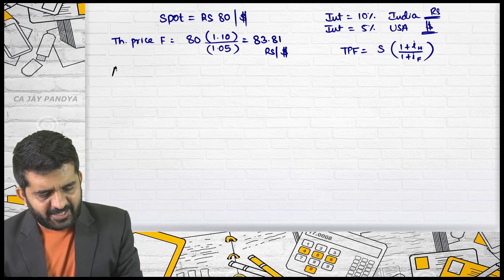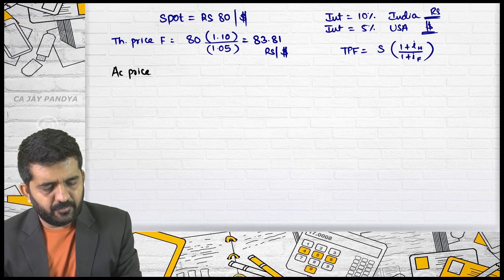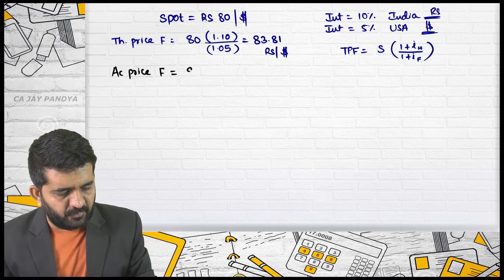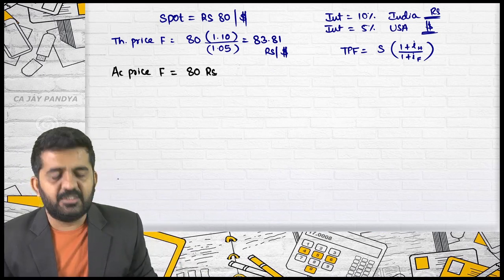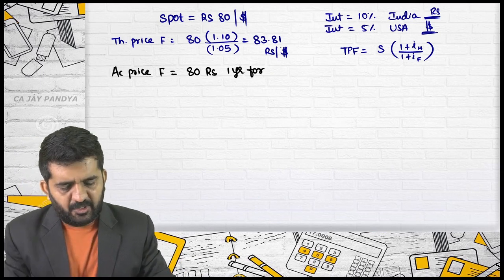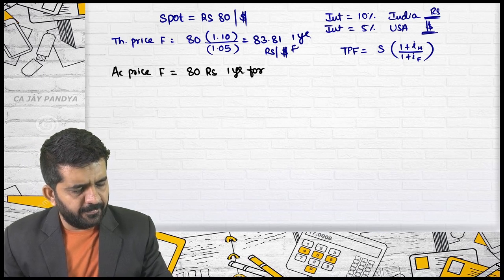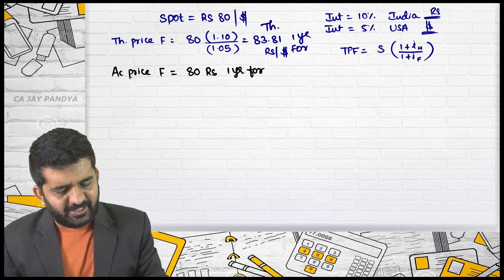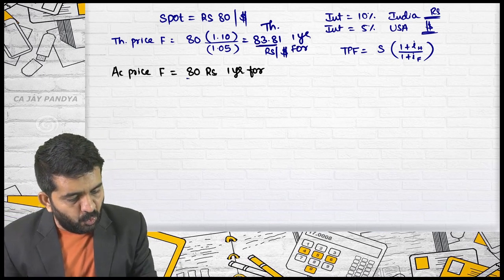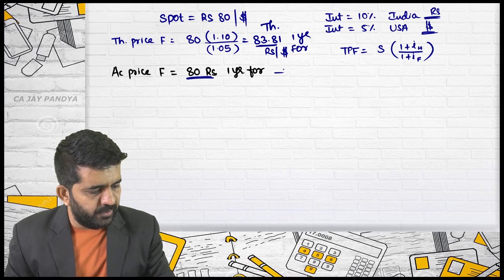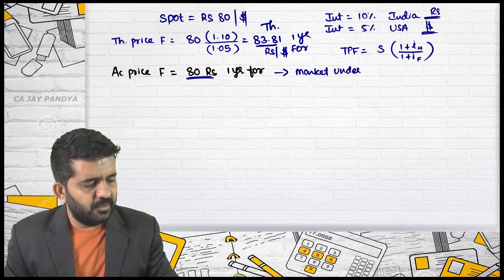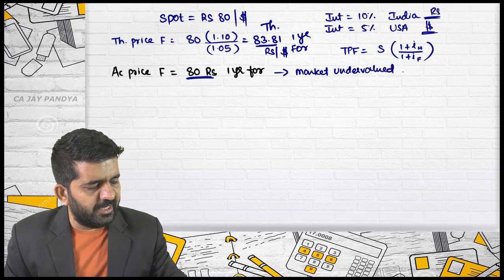I am writing the actual price of a forward. Actual price of forward is 80 rupees. This is in the market for 1 year forward. But this is the theoretical price, and this is the actual price. Market has overvalued or undervalued? Market has undervalued.